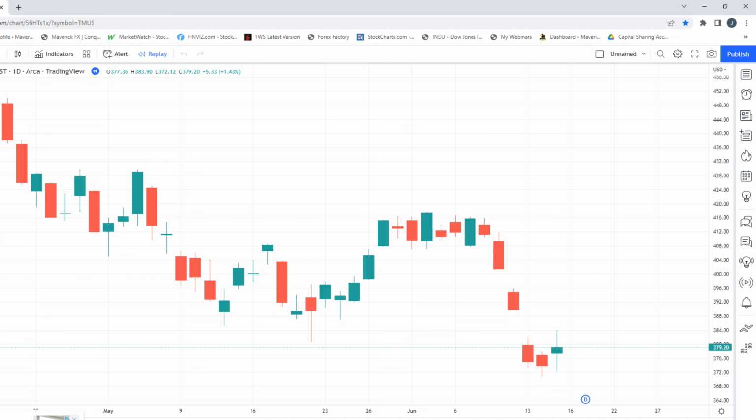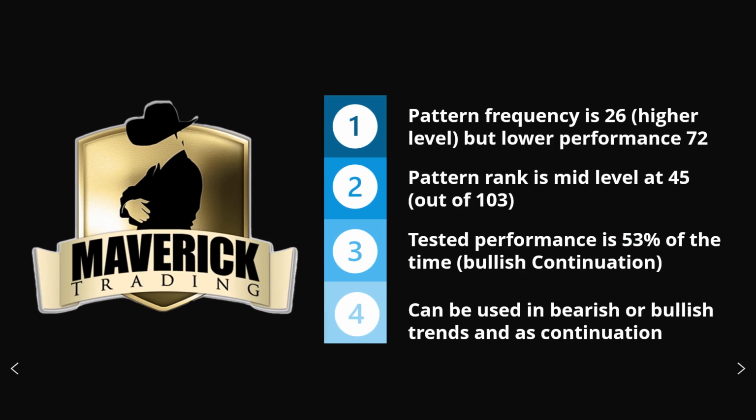Let's do a quick summary, and I'll cut you guys loose. So overall, the pattern frequency is high, 26 out of 103. So this happens very often. Things that happen often aren't always the best. That's why the performance level is 72. Now remember, folks, it actually went from 72 to 50 overall because of the ability for this to reach that 4% drop or its target, which was in the mid 60s.